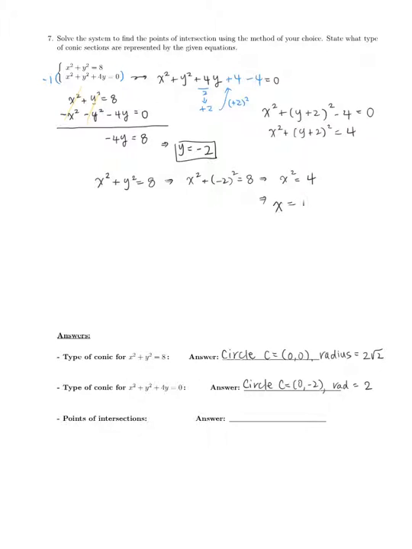X is going to be plus or minus the square root of 4, which is going to be 2. Okay, so it looks like what we got is what? When y is negative 2, x is plus or minus 2. So you're going to have 2 comma negative 2 and negative 2 comma negative 2. And there you have it.